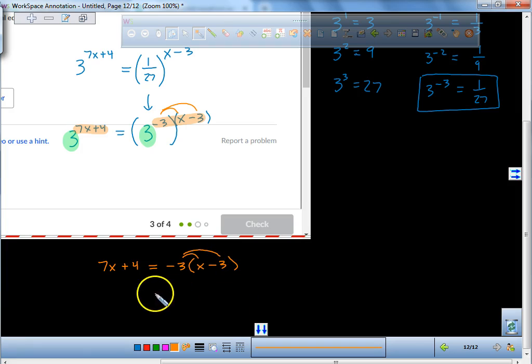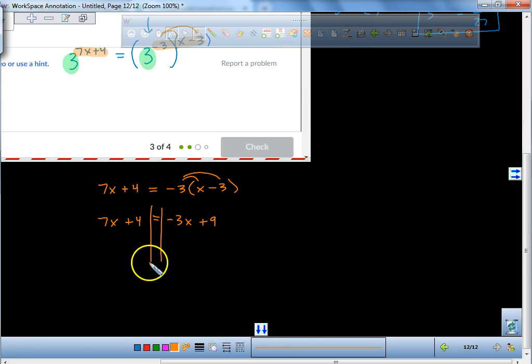Distribute that negative 3. So it becomes negative 3x plus 9, and this stays 7x plus 4. Now I have a lot of students ask me, how do you know where to put the x's? You could put all the x's on the left, or all the x's on the right. I like to put the x's where there's the most positive x's. Over here, you see there's 7? So I just move everything over to the left. If there were more x's on the right, then I'd move everything to the right.